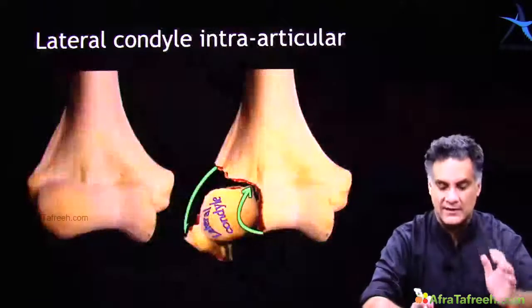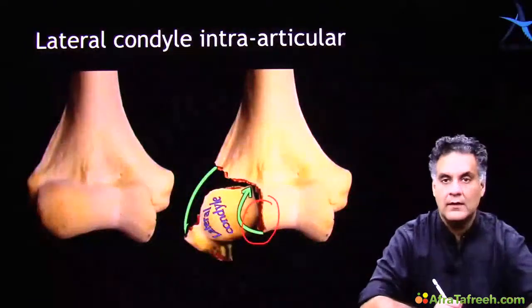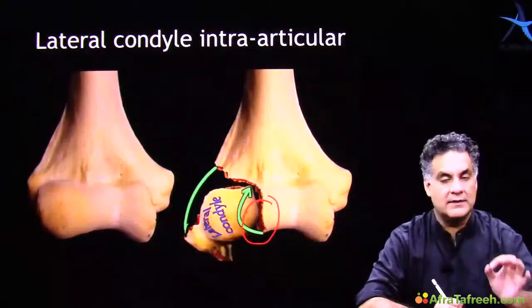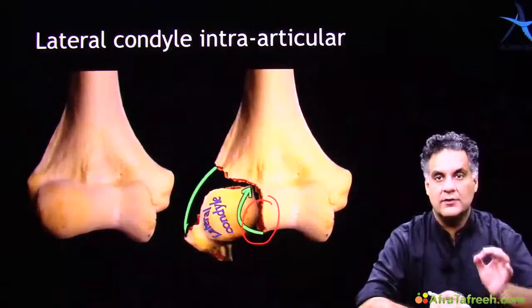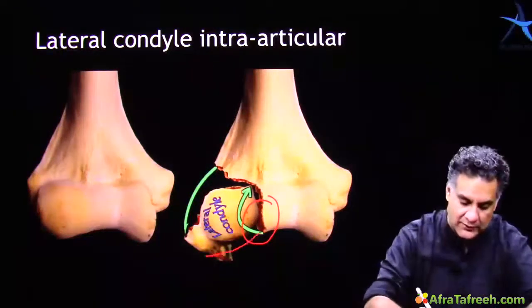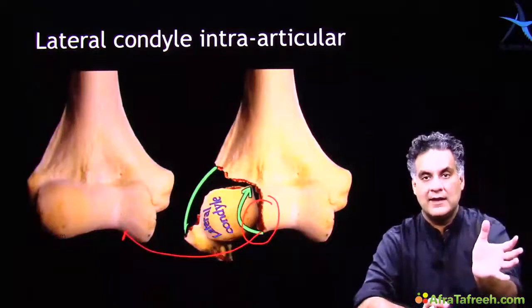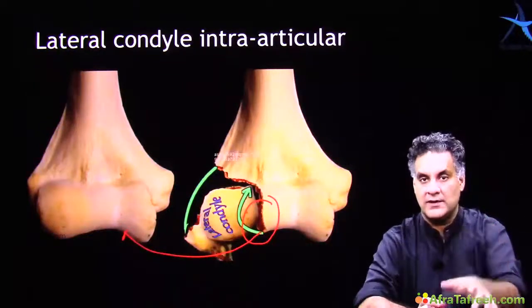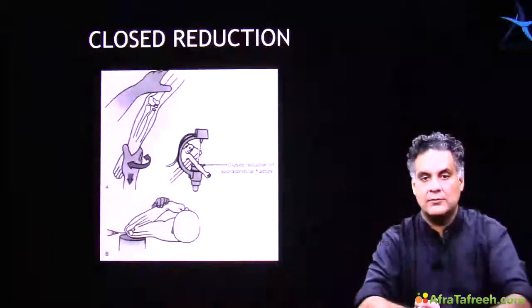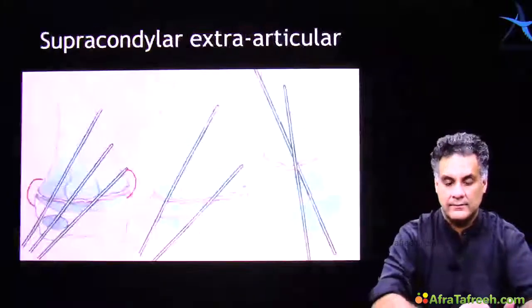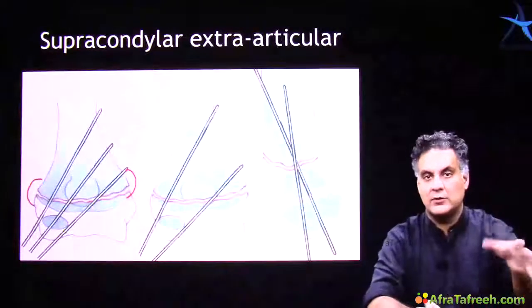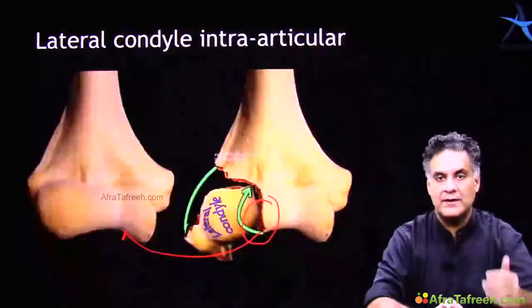Whereas if the fracture is through the joint, there is hematoma, but the articular cartilage is breached. You need to open it, expose it and restore the surface. This is called open reduction. So lateral condyle humerus, intra-articular fracture, open reduction. Supracondylar humerus, extra-articular fracture, closed reduction. And closed or open depends upon the hematoma.